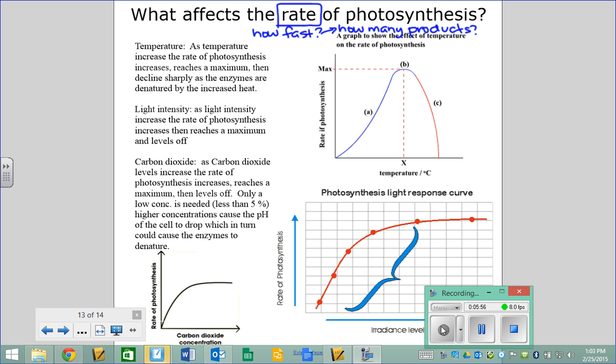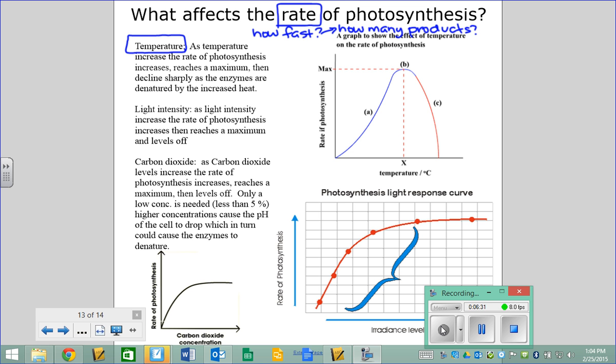Now, so that you know, I on purpose picked graphs that didn't have numbers on them because I don't want you to focus on numbers. I want you to focus on the overall pattern or the overall shape. The first factor is temperature. Just like temperature affects an enzyme, temperature will affect the rate of photosynthesis. Do you know why? Because photosynthesis uses enzymes. If the enzymes don't work, then photosynthesis cannot happen.